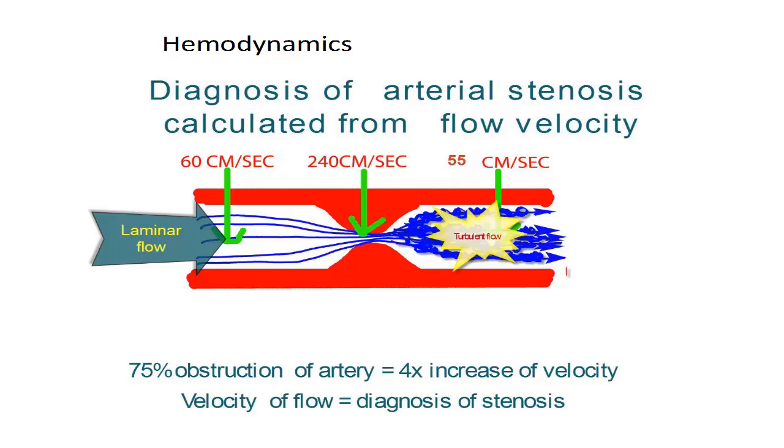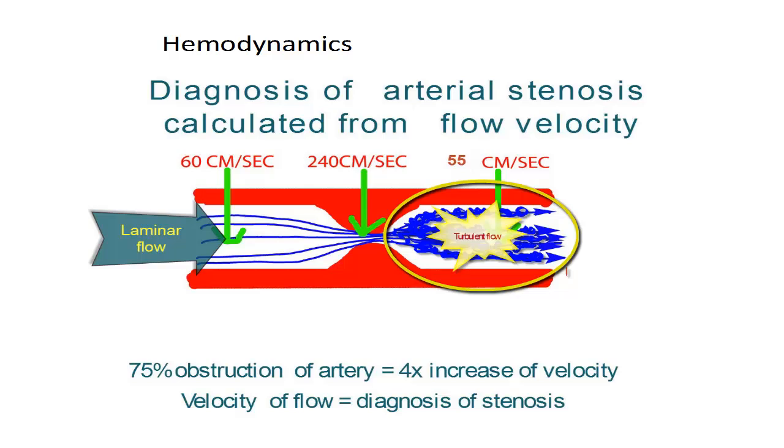So if you imagine a starting velocity of 60 centimeters per second in the artery, in the area of the stenosis there is an increased speed of the flow of the erythrocytes to 240 centimeters per second. After the stenosis, there is again normalization of the flow and the bloodstream slows almost to the previous level as the flow was before the stenosis. Please note that there is a change of the quality of the flow after the area of stenosis. So laminar flow is changed to turbulent flow.